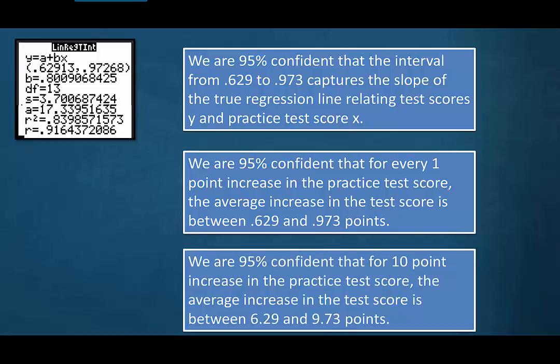So let's go ahead and bump it up to 10 points. If you increase 10 points in the practice test score, the average increase in the test score is between 6.29 points and 9.73 points. I prefer the bottom two in context. We're kind of merging the two different types of interpretation, interpreting what the slope means with the confidence interval, merging those together.